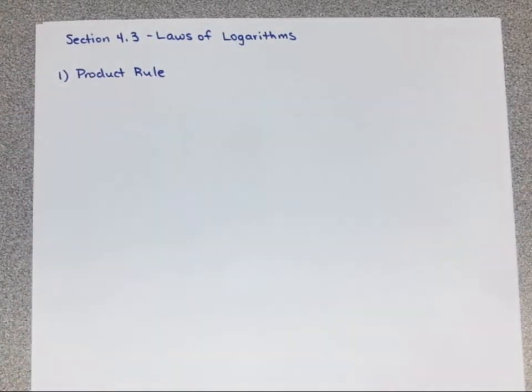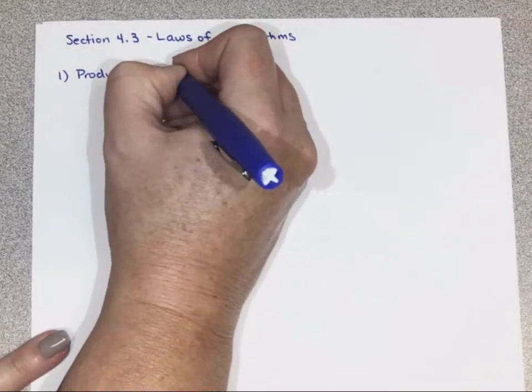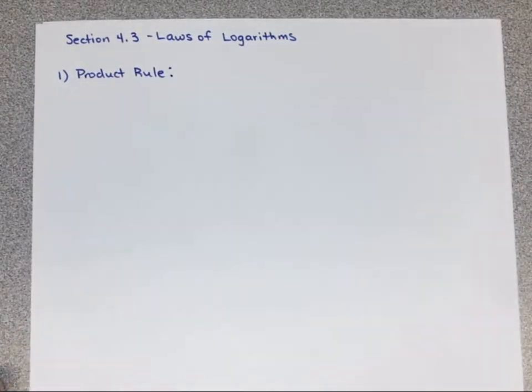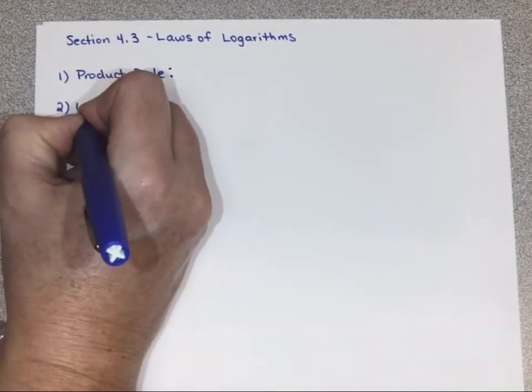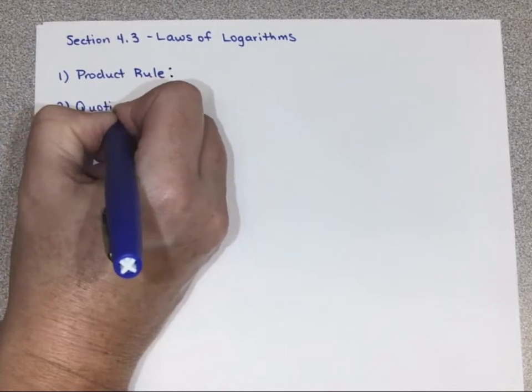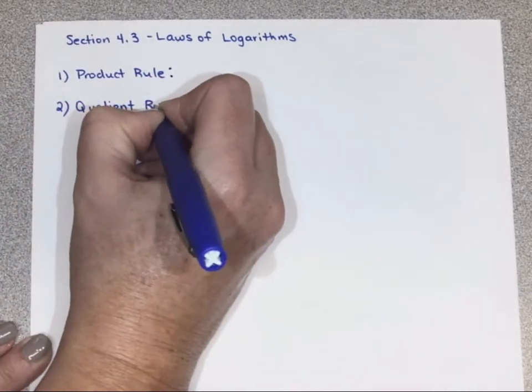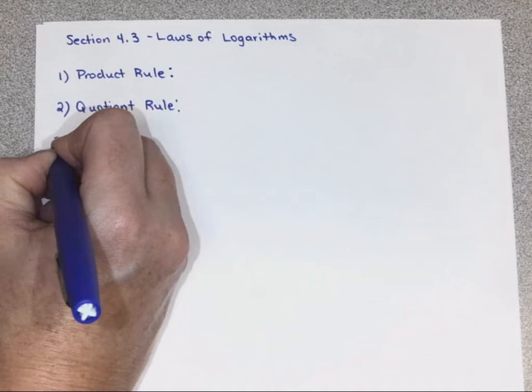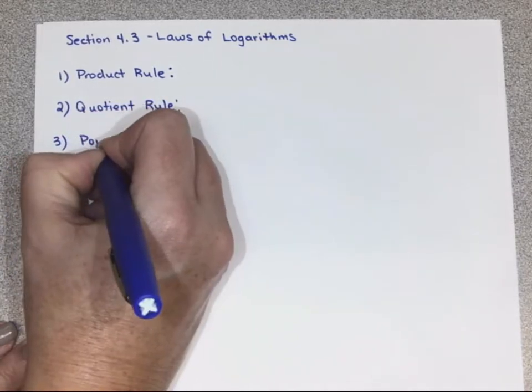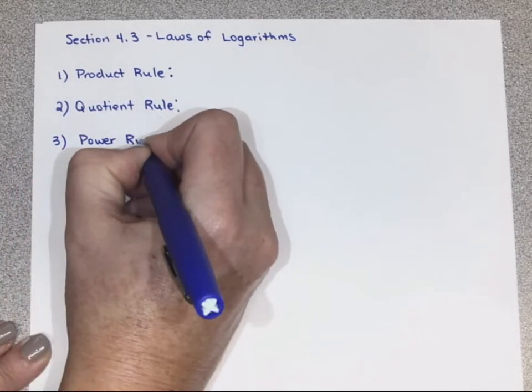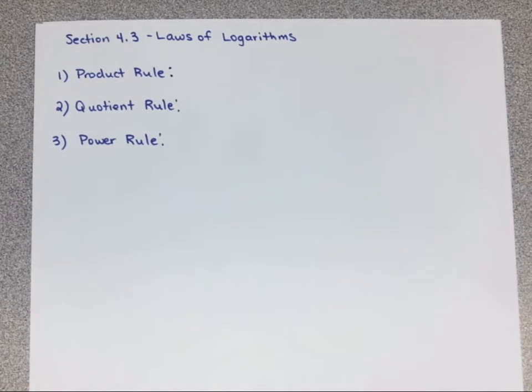The first one is called the product rule. The second one is called the quotient rule. By the way, the names of these rules should seem familiar to you, right? And the third one is the power rule. What kind of rules have we already talked about that have these same names? Exponent rules, right? And remember, logarithms are just fancy exponents anyway, okay? They're just really the inverses of exponents.